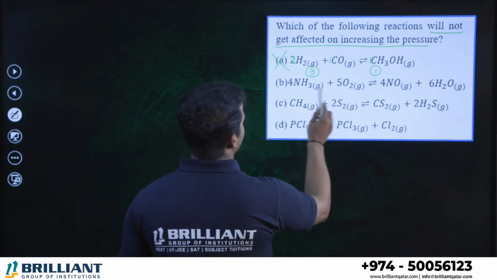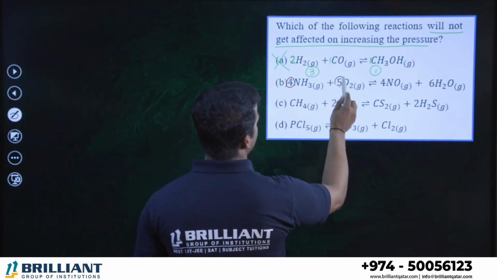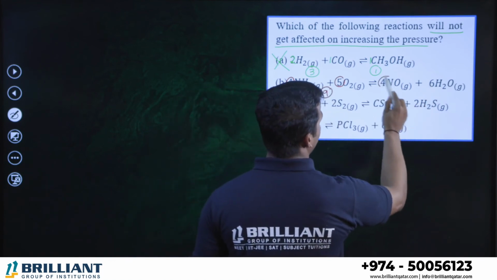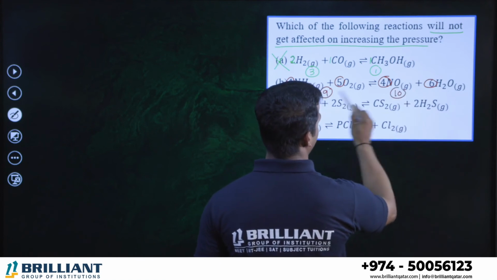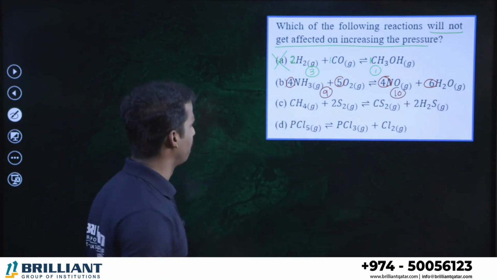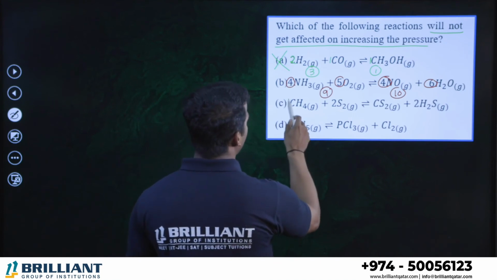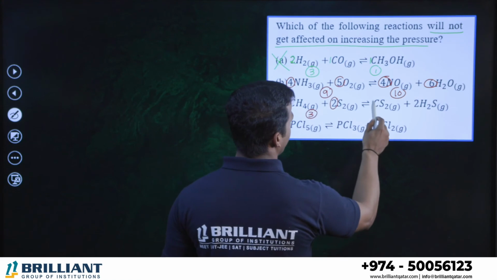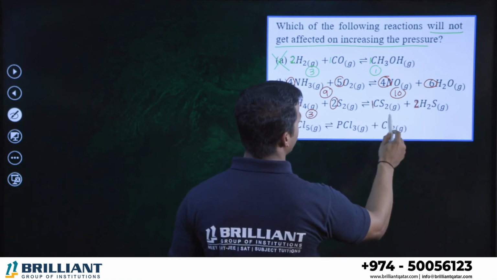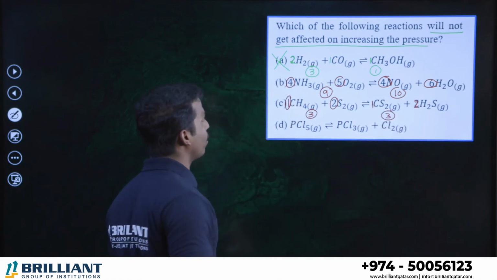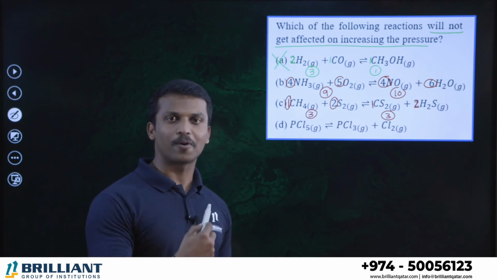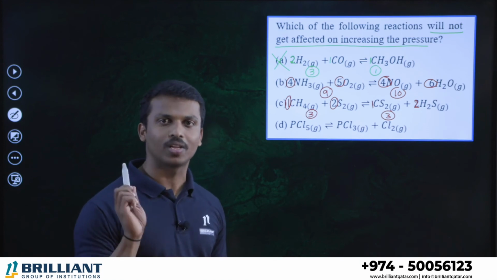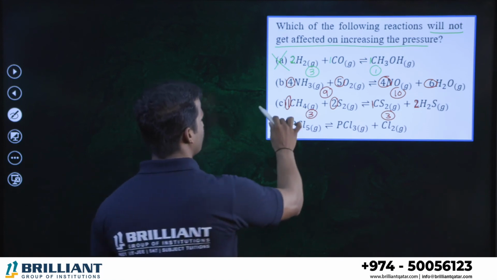Next one, B. How many moles of reactants are there? 4 moles here, 5 moles here, total 9 moles reactant. Here 4 plus 6, total 10 moles. They are also not equal. Definitely they will be affected by pressure. In C, 1 mole methane and 2 mole, total 3 moles reactant. Here 1, 2, total 3 moles. Dear all of you, in option C, reactants and products are in same number of moles. So when you increase the pressure or decrease in pressure, there is nothing affects. So option C can be the answer.